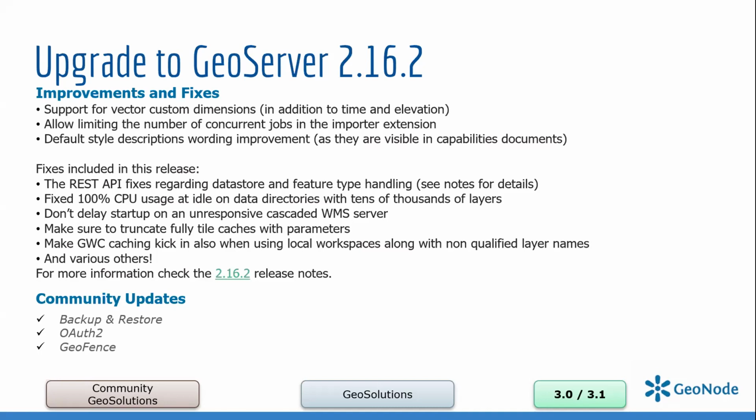You can find some of them here in the slides. But if you look into the official GeoServer blog, there is a release note that shows you all the fixes and improvements available in the new GeoServer versions. By the way, today GeoServer 2.16.4 has also been released, and in the next few days we will build a GeoServer package based on that release that can also be used by GeoNode 3.0 and 3.1.